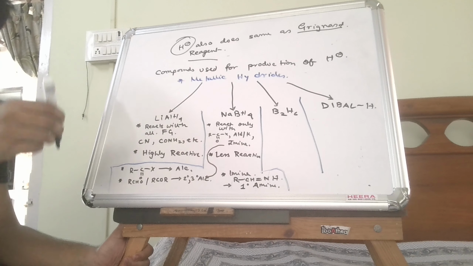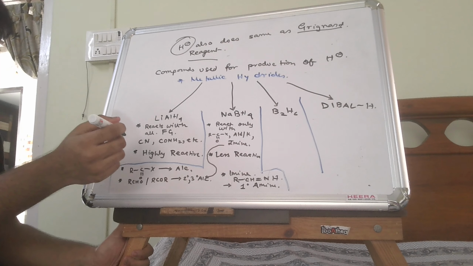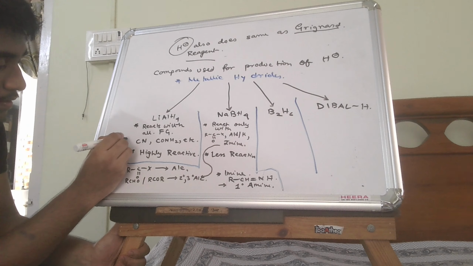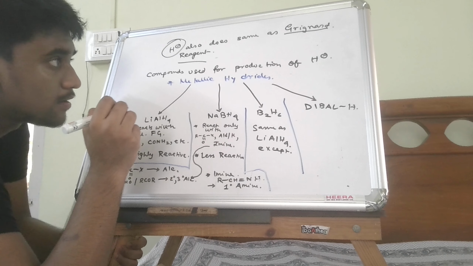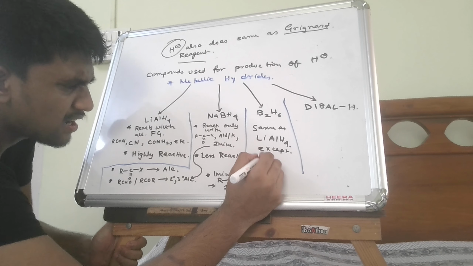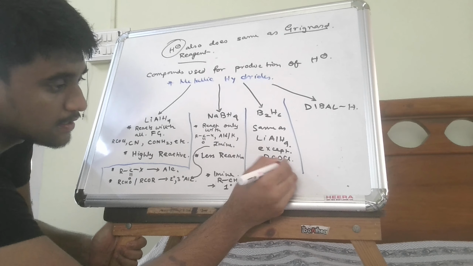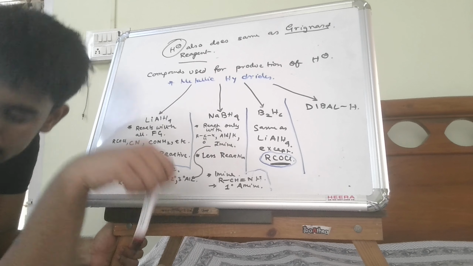Now what is the work of B2H6? Same as LiAlH4, except RCOCl. It will not react with RCOCl. It's very important to remember. B2H6 will not react with RCOCl.